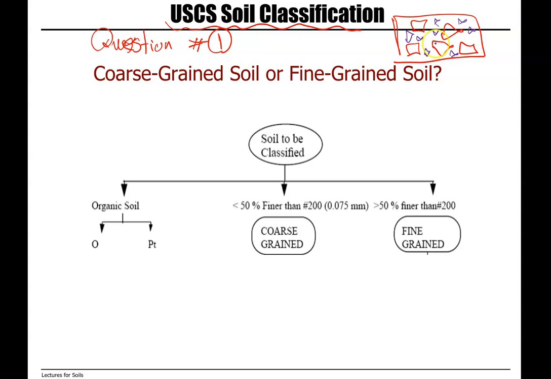And in order to answer this question, we need to look at sieve number 200. Again, material retained on number 200 is coarse material, and material passing through sieve number 200 is fine grain soil.